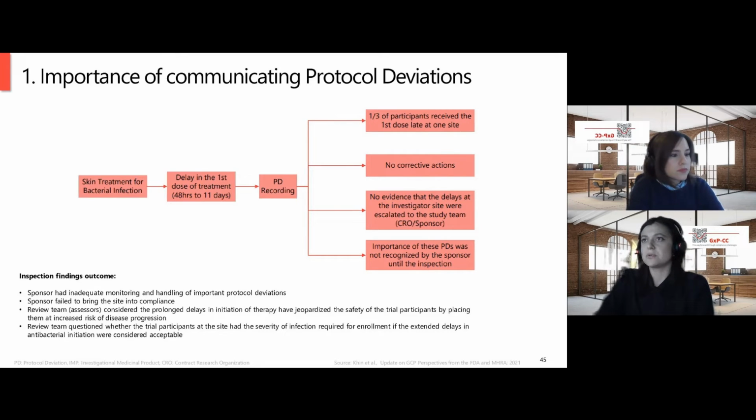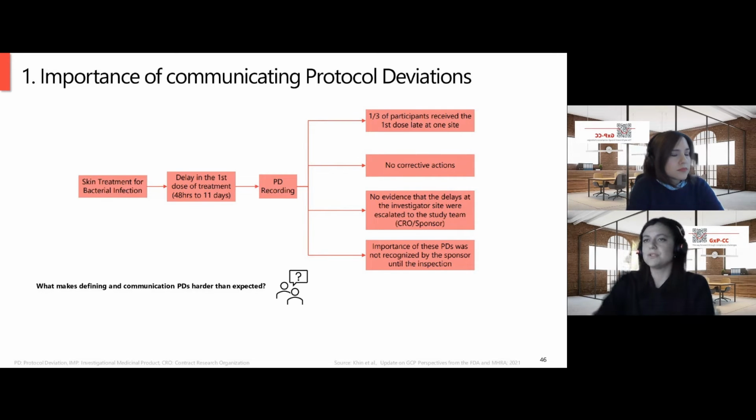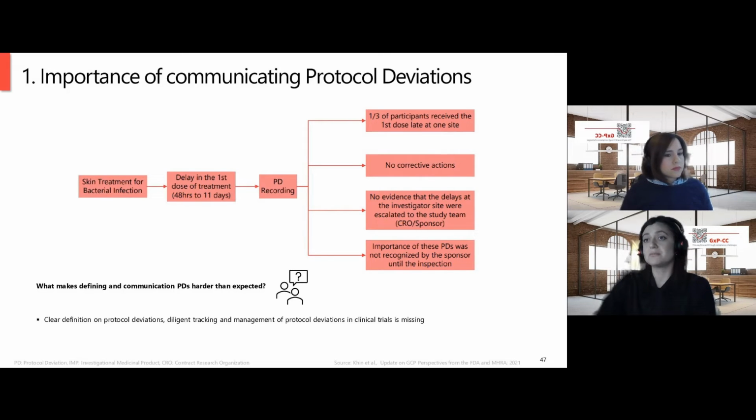Now this leads to the question of why these PDs were not escalated. What is the reason, basically, for handling PDs in clinical trials, where there are a few issues when it comes to PDs? Defining and communicating PDs is harder than expected for a few reasons. Some of them are that there is no clear definition of protocol deviation, how they should be tracked, and how they should be managed in clinical trials, in any of the guidelines.